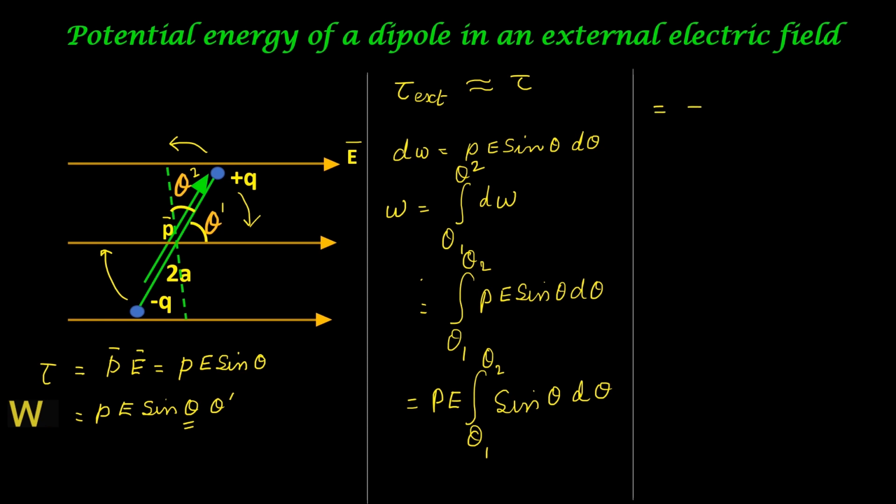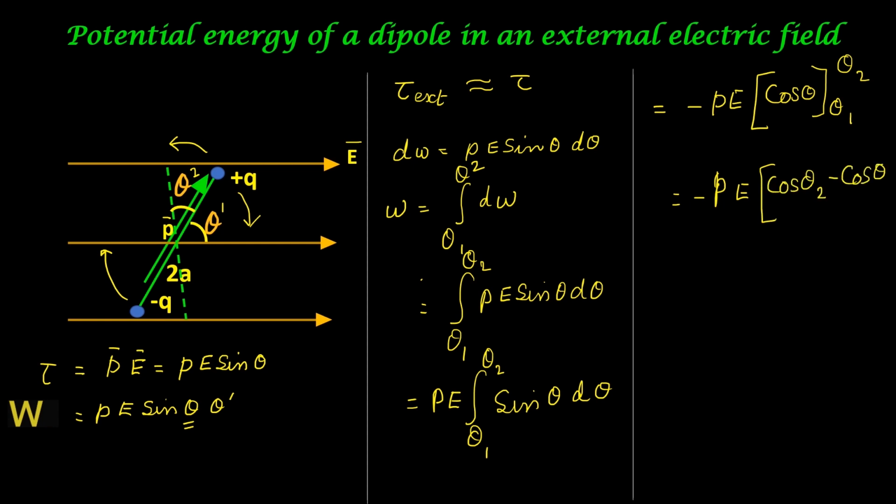So this can be written as negative PE cos theta from theta 1 to theta 2. This will be negative PE, cos theta 2 minus cos theta 1. This is the work done in turning the dipole from theta 1 to theta 2.